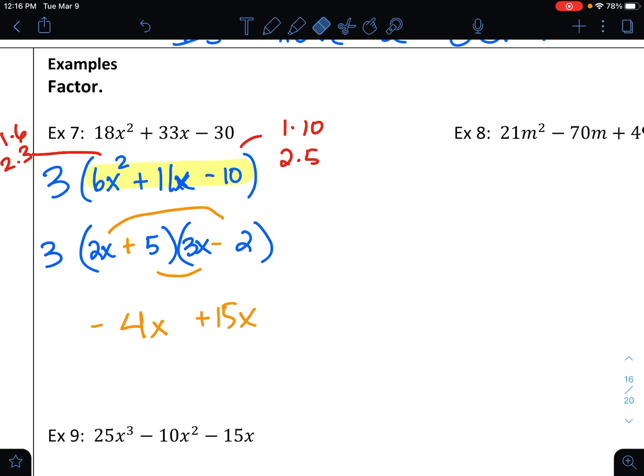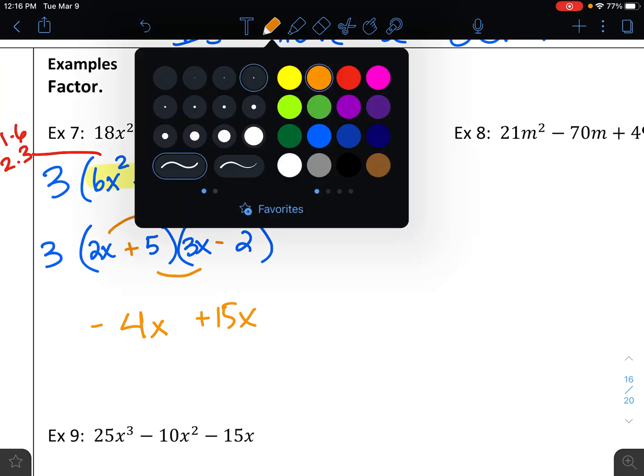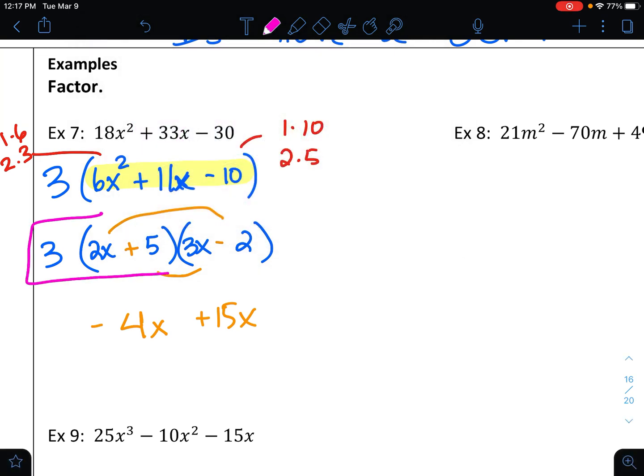And so my answer here, I'm going to go ahead and back up. Plus here and minus here. So I'm just going to circle here. My whole answer is this entire set of parentheses. So the 3 times the 2x plus 5 times the 3x minus 2. So I can't lose sight of this GCF. It's got to stay up there to be part of the answer.